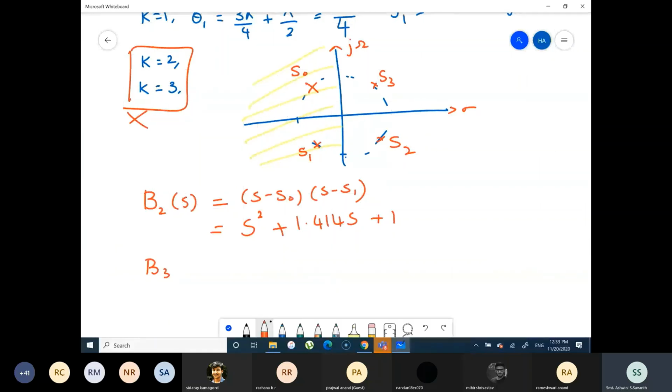B3 of S, the third order polynomial, you're going to obtain as S plus 1 into S square plus S plus 1.